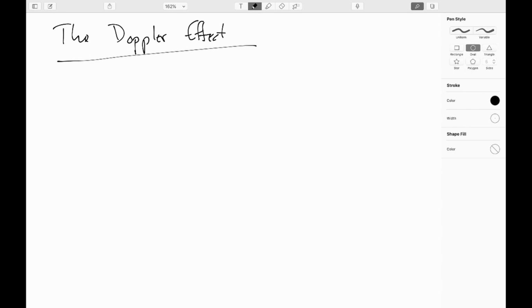Okay, last time we were defining sound intensity and sound intensity level, and now we're going to head off in a slightly different direction, and that will be the Doppler effect. You've encountered the Doppler effect numerous times in your life, I'm quite sure.